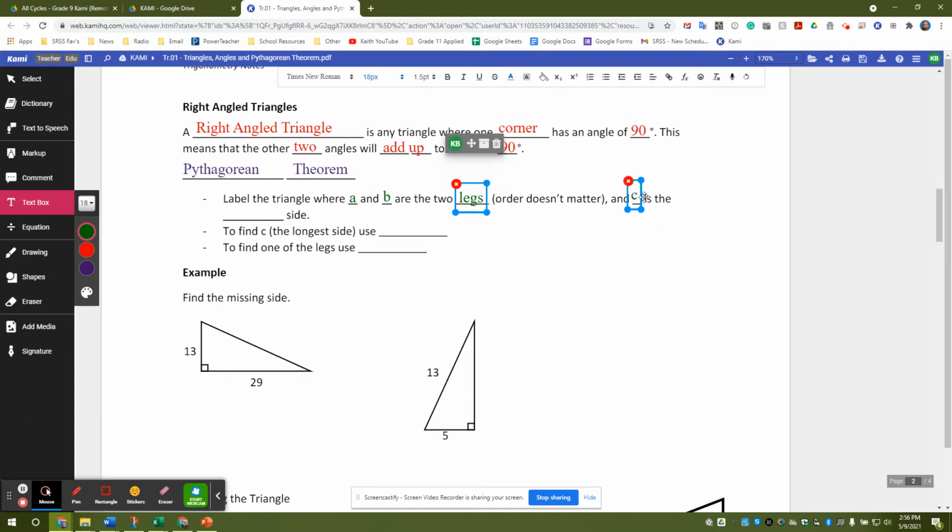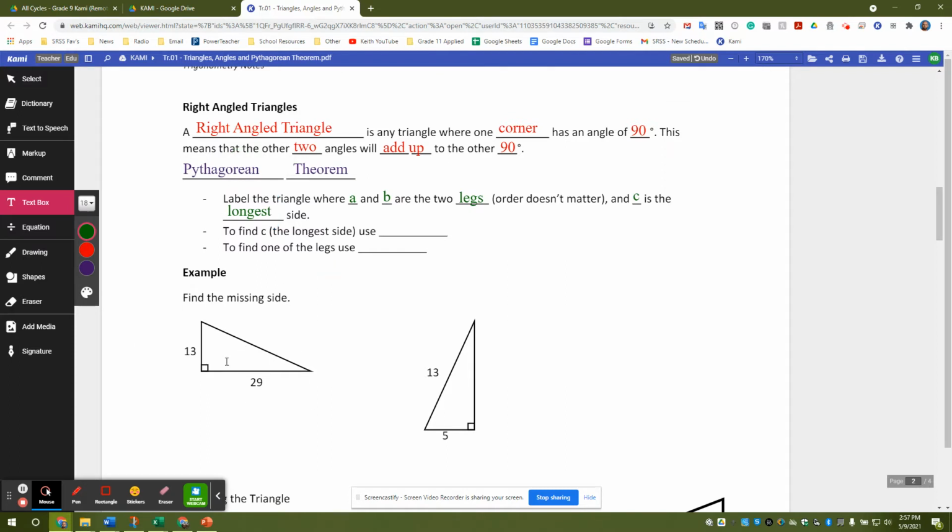You've heard this before, and we've actually talked about it in class. When we're labeling, C is always going to be the longest side, which is also going to be the one not touching the right angle. We have another name for that, and we call that the hypotenuse. We're going to talk about the hypotenuse a little later on when we get into finding more sides and angles, specifically with our trig ratios. But right now we're just going to call it C.